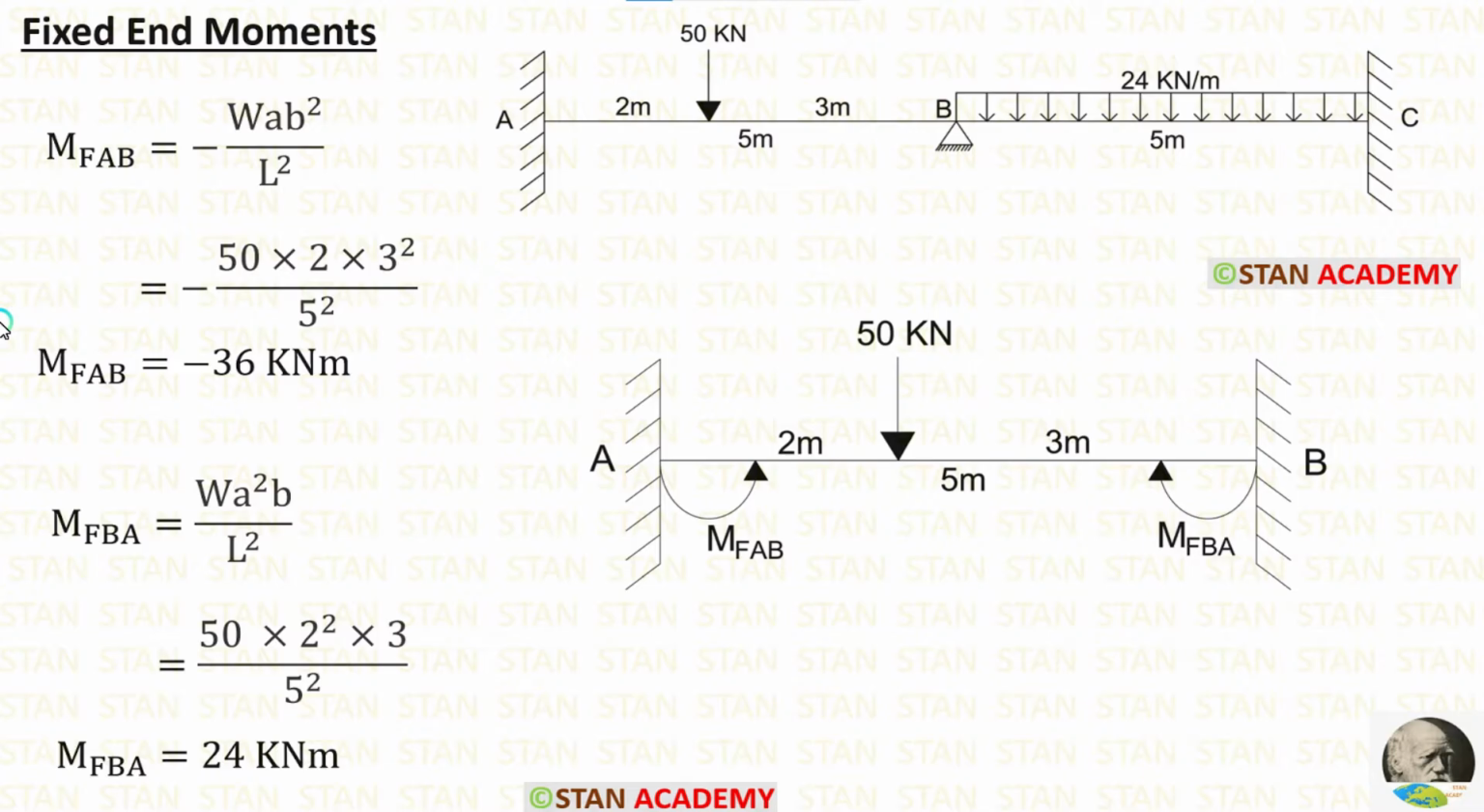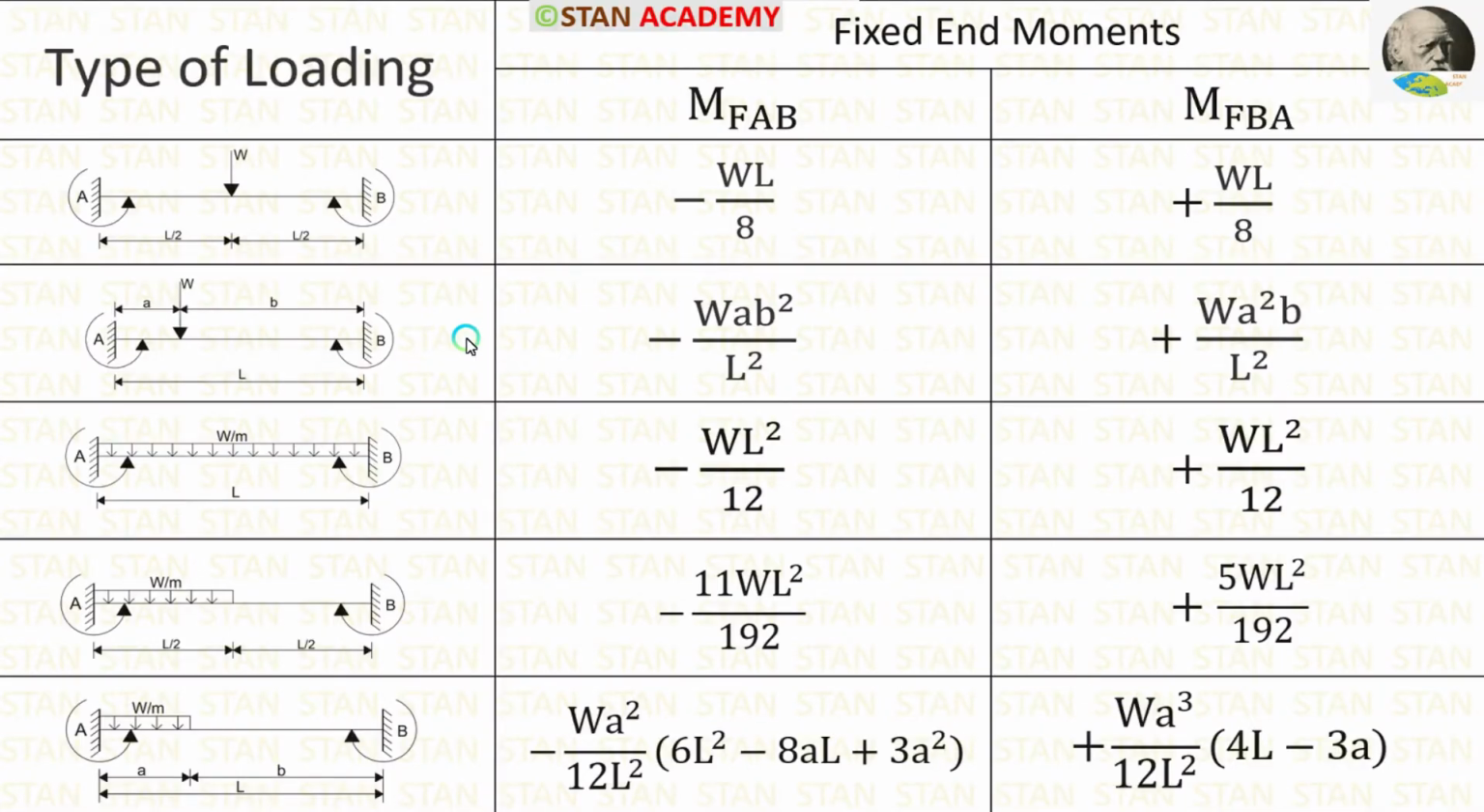Now, let us calculate the fixed end moments. For calculating the fixed end moments, we have to assume every span as a separate fixed beam. First, let us take the span AB and assume that it is a separate fixed beam. Before calculating the fixed end moments, let us see the formulas. In this table, you can see some of the important fixed end moments for the different type of loadings.